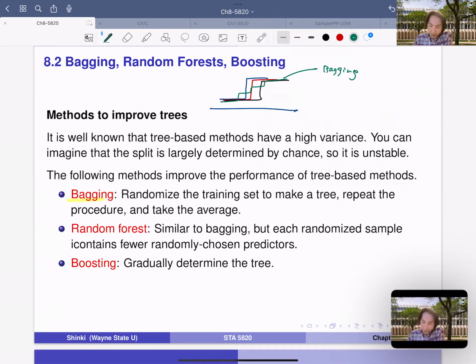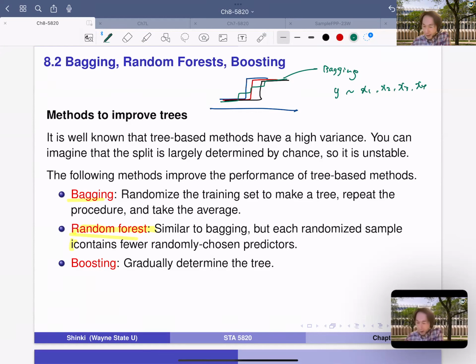And random forests, this is a little counterintuitive. They're similar to bagging, but each randomized sample contains fewer randomly chosen predictors. So we fit Y on X1, X2, X3, X4. In bagging, we randomize the training set to make a tree. Suppose, for example, we have 100 observations. We randomly take 100 observations with replacement. Then we get a tree, and we repeat it 100 times. Then take the average. That is bagging.